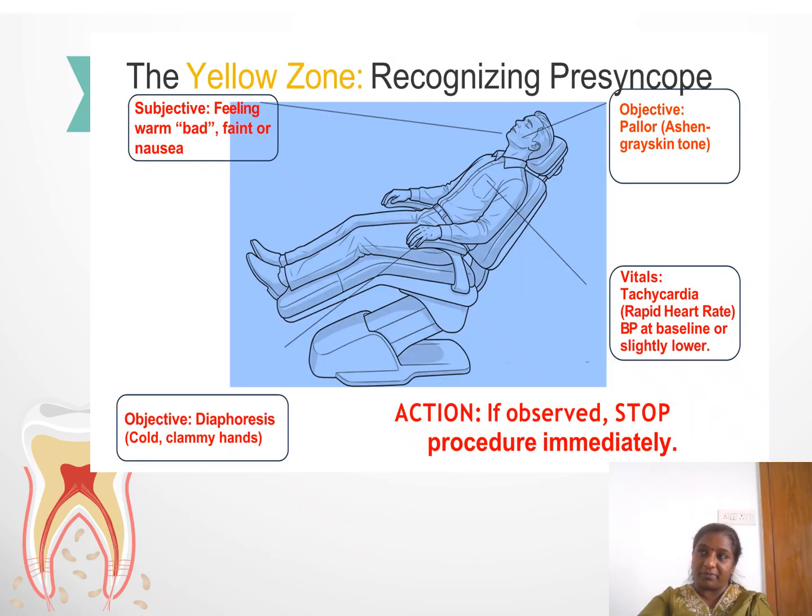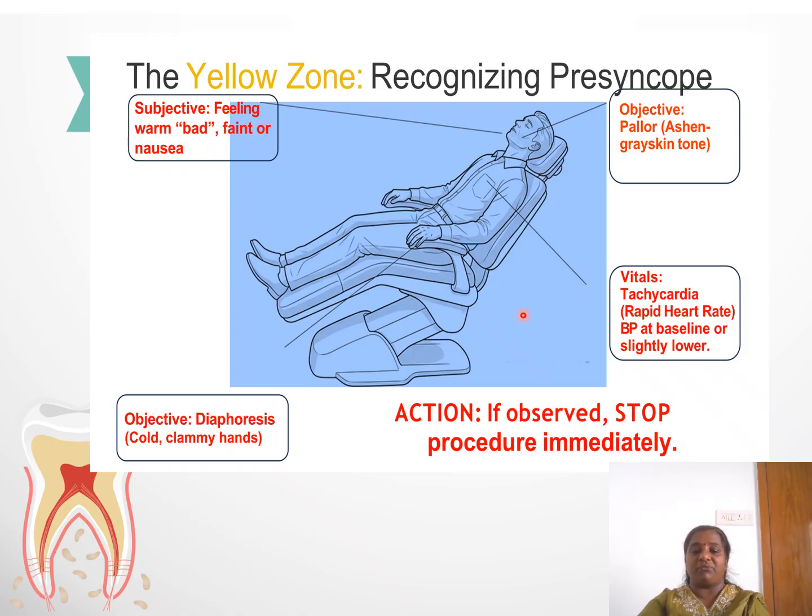Prevention is the first line of defense. If at all the patient is getting syncope, how do we recognize, how do we find out the patient is undergoing syncope? So we have two zones actually, the yellow zone and the red zone. The yellow zone is the one where we can recognize the pre-syncope stages. These are the symptoms that occur during the pre-syncope stages. By carefully monitoring these symptoms, we can find out the patient is going for syncope.